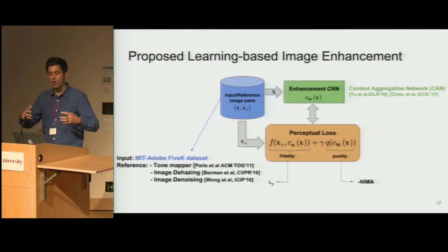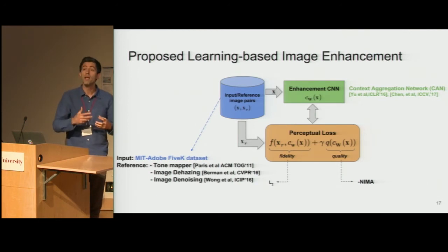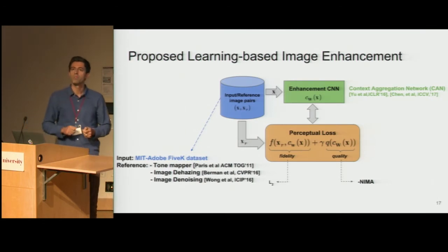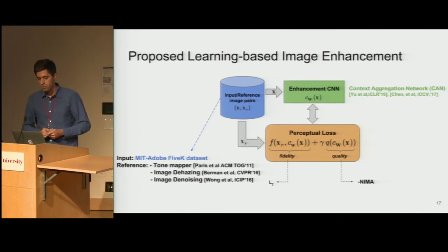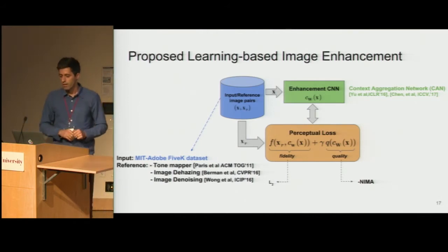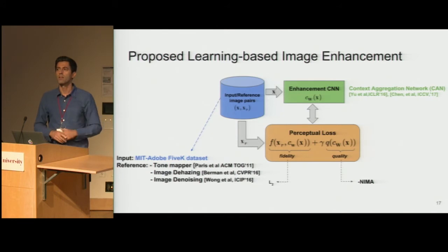So going back to our proposed learning-based image enhancement, now we do have a NEMA score. We can simply plug it into our perceptual loss. We chose to use L2 for our fidelity loss. You can pick anything, as long as it relies on the reference that you wish.